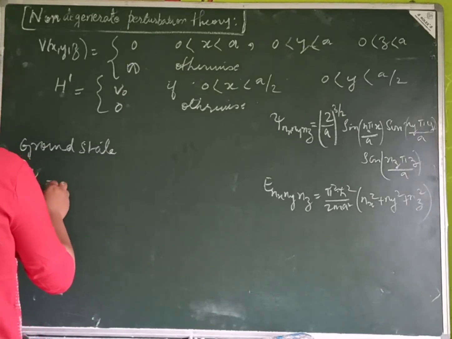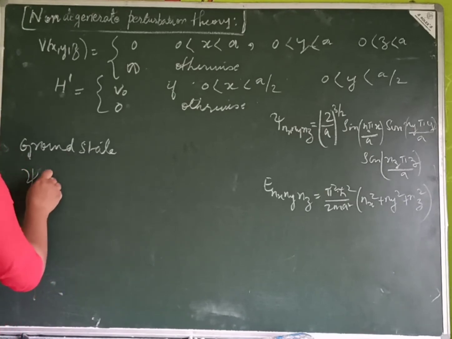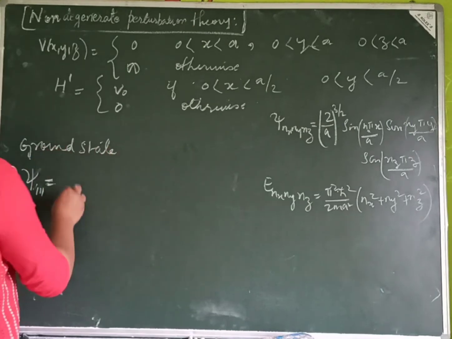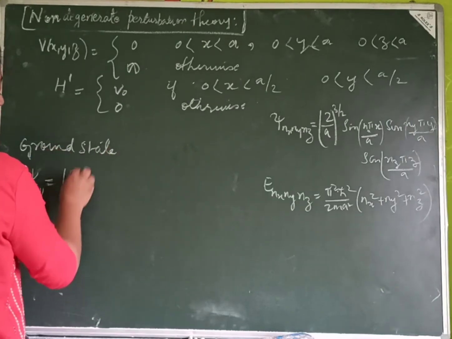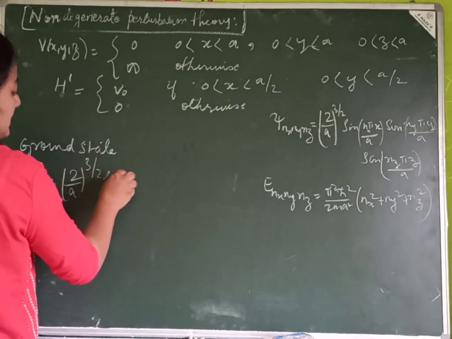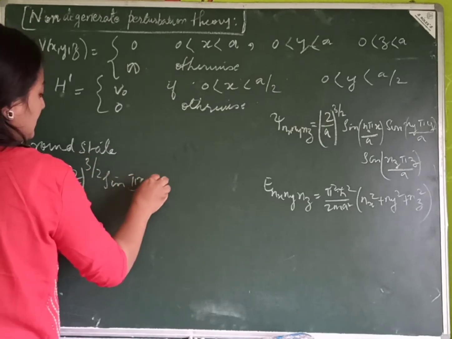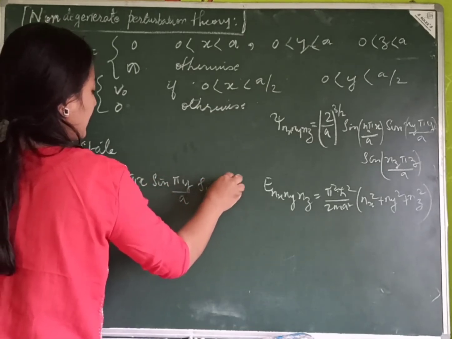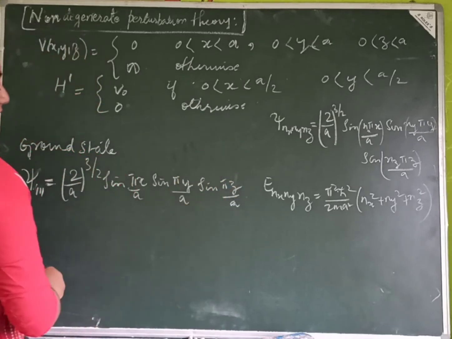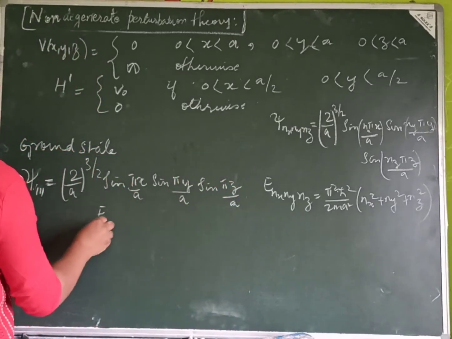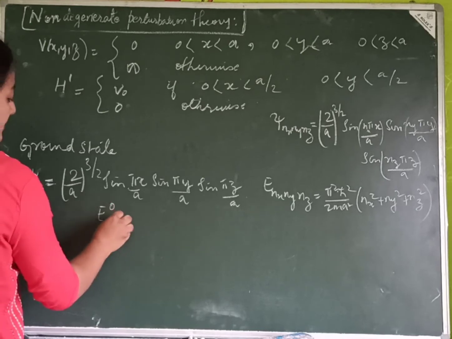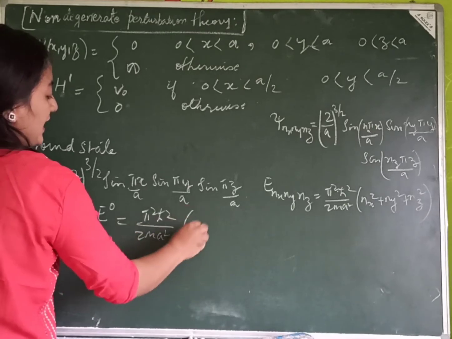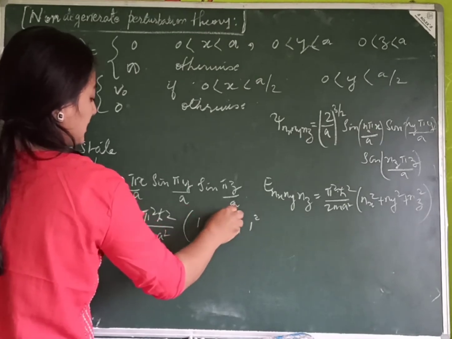If I am looking at the ground state, let me call it psi 0. It is given by psi 1 1 1, with nx 1, ny 1 and nz 1, which is (2 by a) to the power 3 by 2 sin(pi x by a) sin(pi y by a) sin(pi z by a), and the energy is pi square h bar square by 2 m a square times (1 plus 1 plus 1).